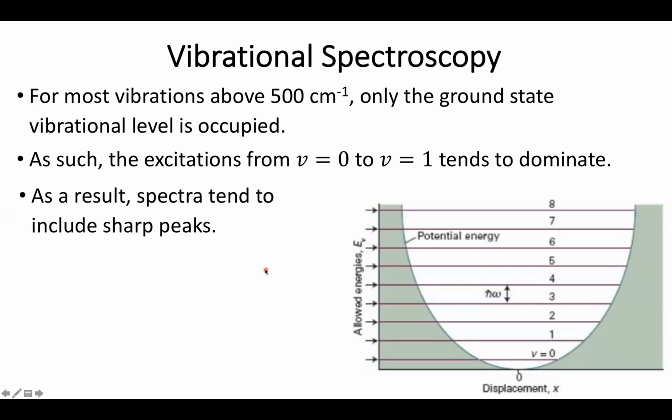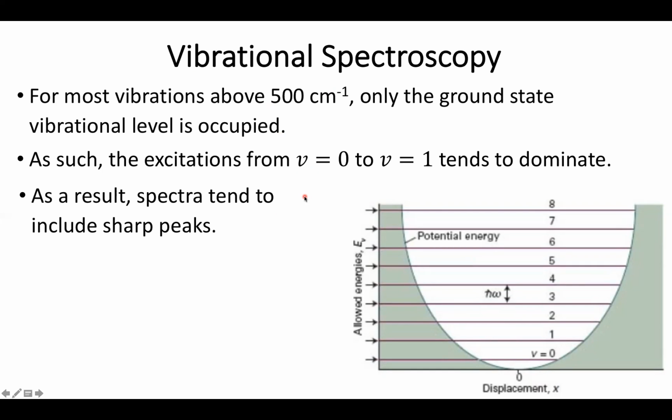Each bond will absorb a photon at a different characteristic frequency. And because we're only seeing 0 to 1 transitions, we're going to have a series of fairly sharp peaks. Now, it is worth noting that this does break down under the low energy side of your infrared spectra, which is one of several reasons why once you get below 1,000, our spectra gets a little bit messy.